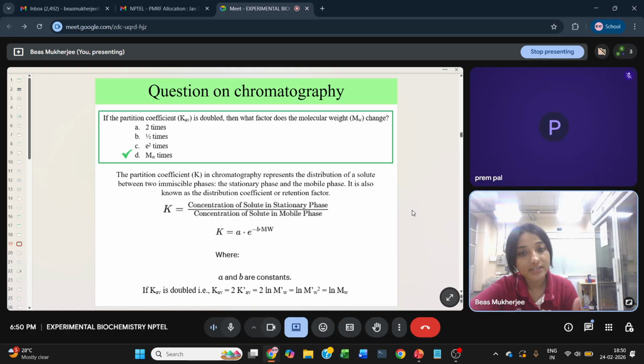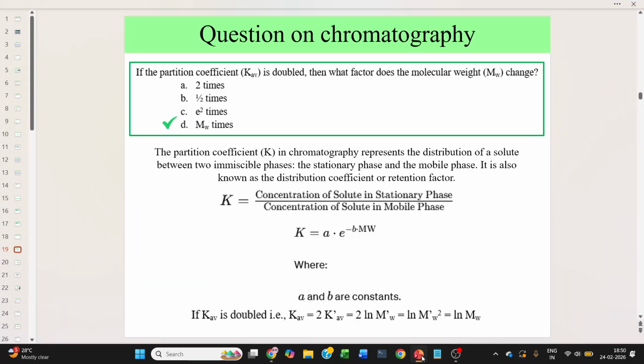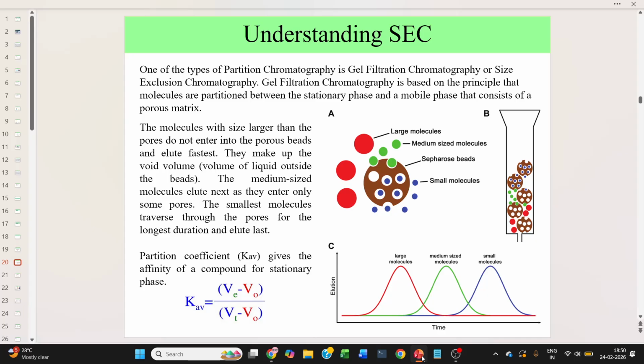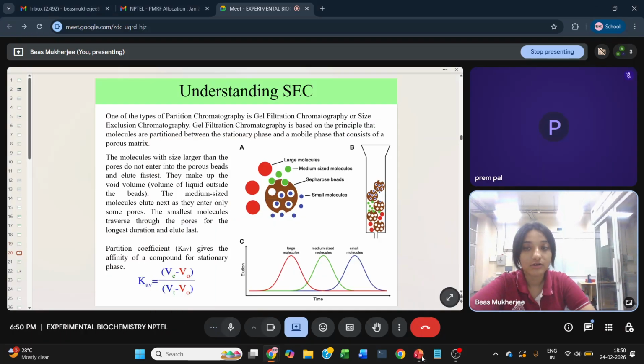Right, so if KAV is double, then how is it changing? It is basically changing in this particular way, because it is square. Okay, now we will try to understand size exclusion chromatography.